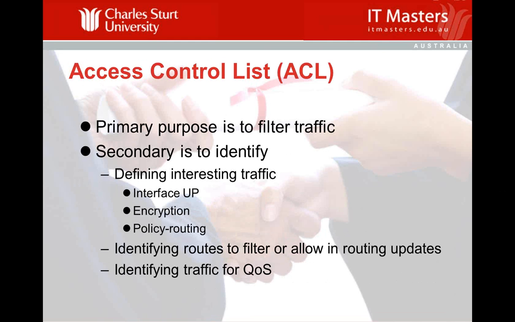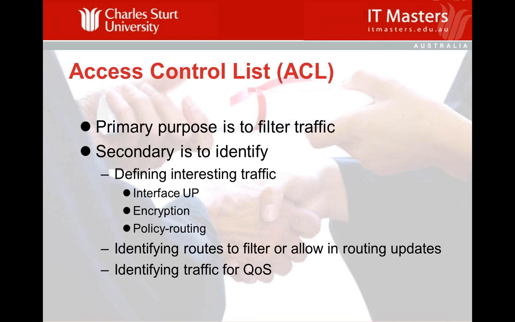When you're peering with internet service providers or with other companies, you may want to identify routes to filter or allow in your routing updates. You don't want to send them everything, you just want to send them part or a summarized version of what you've got on your internal network. So you use your access list to identify what you want to send.